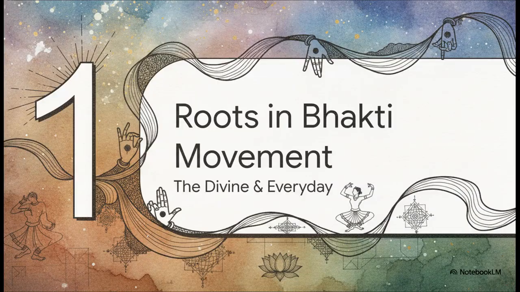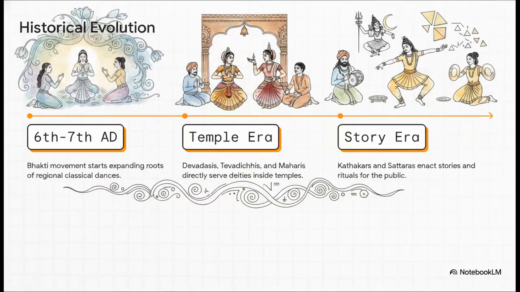Section 1. Roots in the Bhakti movement. If we jump way back to the 6th and 7th centuries AD, we hit the Bhakti movement. This was a massive shift in expanding the roots of regional classical dances. Basically, instead of exclusive elite rituals, devotion became personal. It broke down a huge barrier by making spiritual and moral values easily accessible to everyday people.